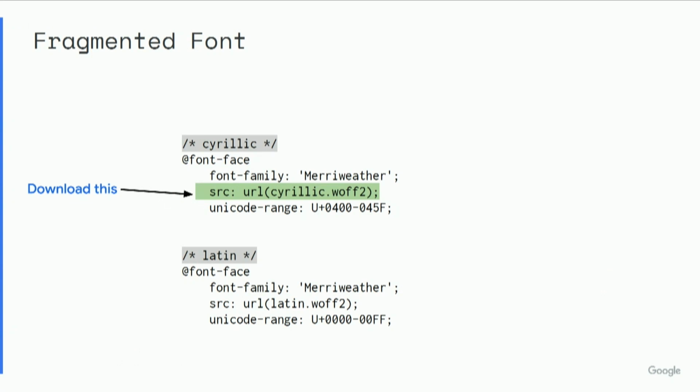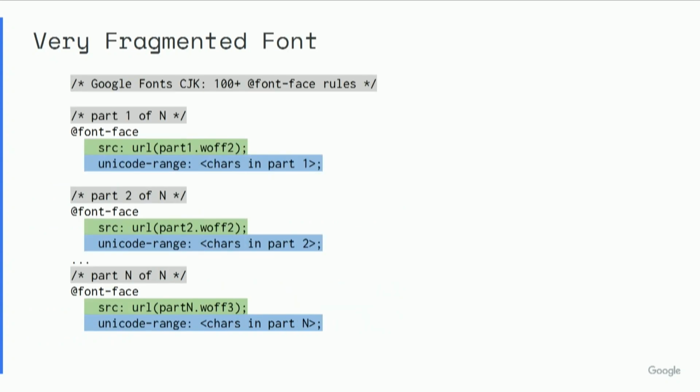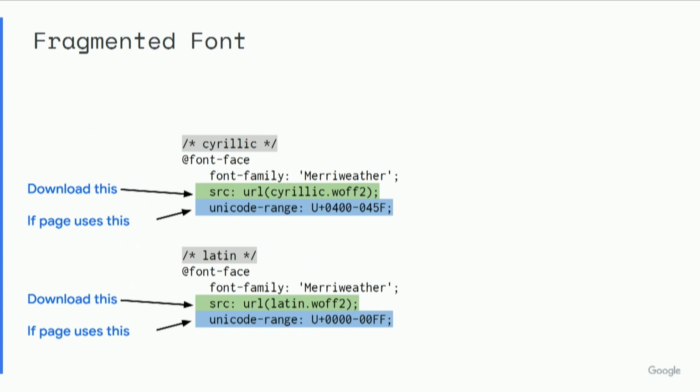So next approach that we take is we can fragment the font in little pieces. So we can tell the browser you should download the Cyrillic bit if you're using any of the Cyrillic characters. And you should download the Latin bit if you're loading any of the Latin characters. And the browser actually does most of the heavy lifting for you. It intelligently chooses to download either Cyrillic or Latin or nothing based on what's on the page. So that's really cool. It's a step towards what we want.